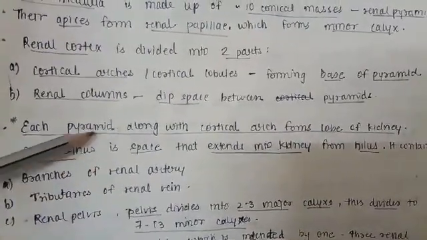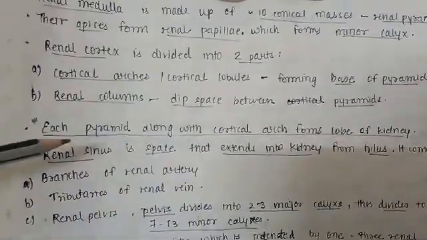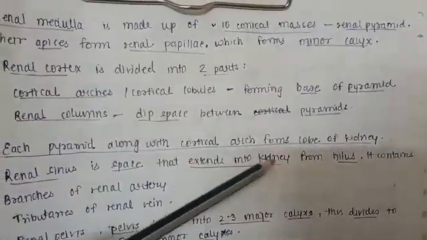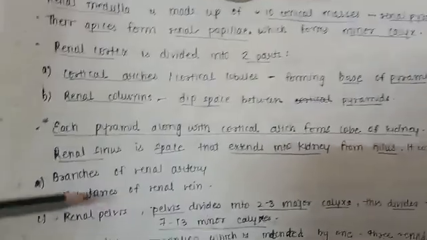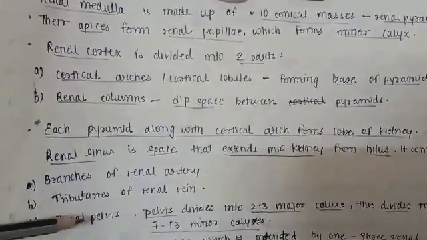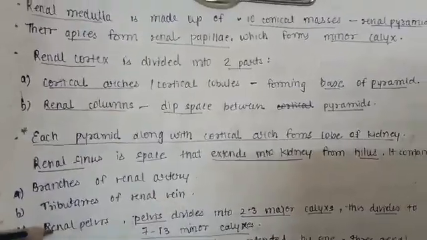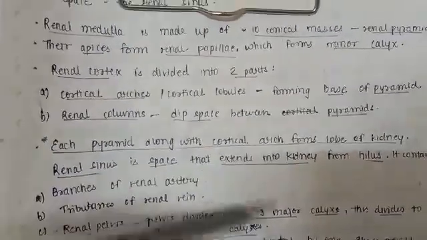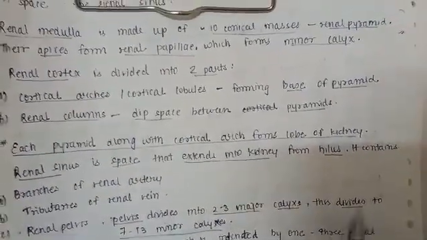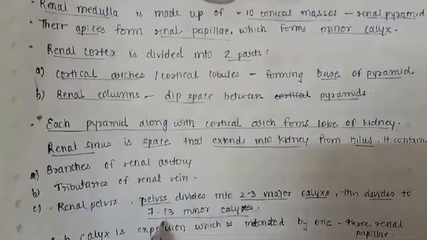Each pyramid, along with the cortical arc, forms the lobe of the kidney, and the renal sinus is a space that extends into the kidney from the hilus. It contains branches of the renal artery, tributaries of the renal vein, and the renal pelvis. Here, the renal pelvis is divided into 2 to 3 major calyces, and these major calyces divide into 7 to 13 minor calyces.